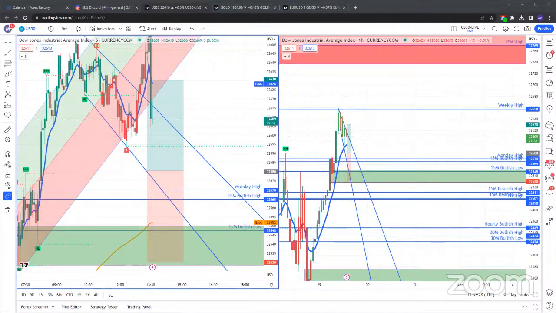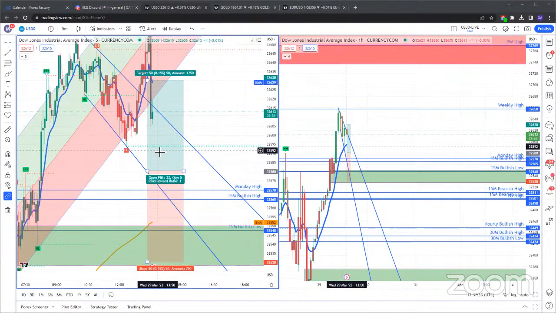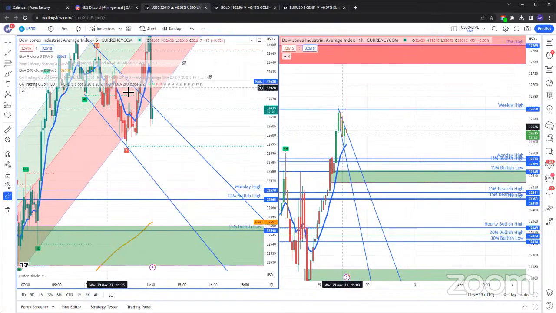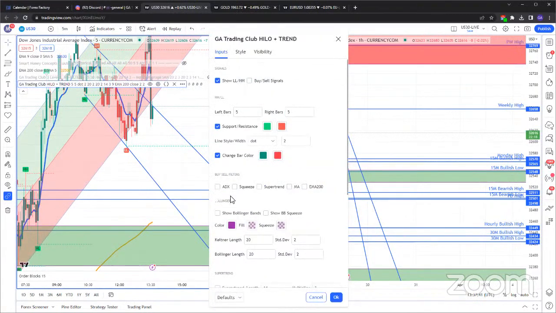But right now, wait, let's see. US 30 has started being bearish. This is why we have to wait for the first 5 minutes. Let me just delete this for now. Let's give US 30 another 5 minutes to stabilize. So I'll turn that off.